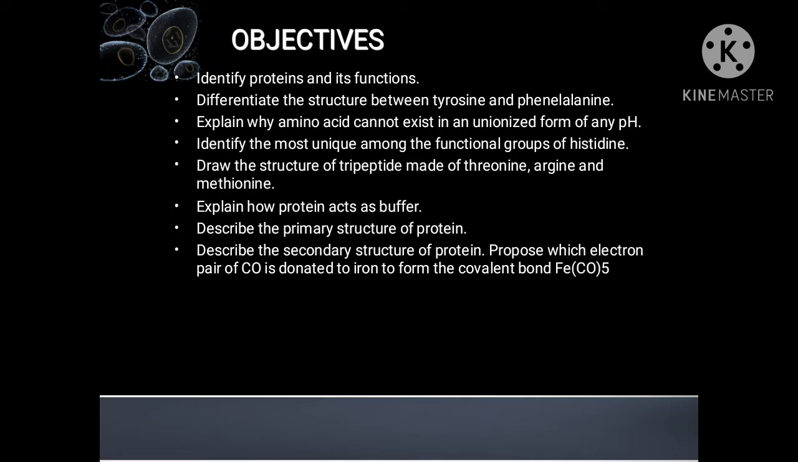Explain how protein acts as a buffer. Describe the primary structure of protein. And describe the secondary structure of protein. Propose which electron pair of CO is donated to iron to form the covalent bond in FeCO5.